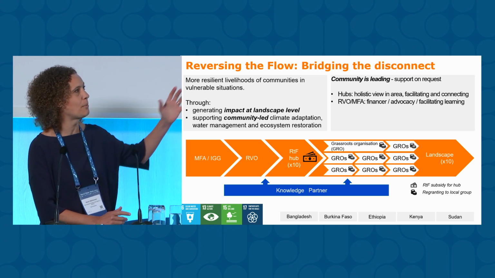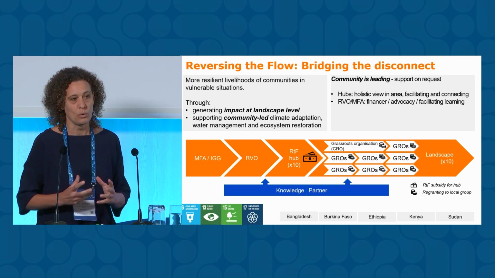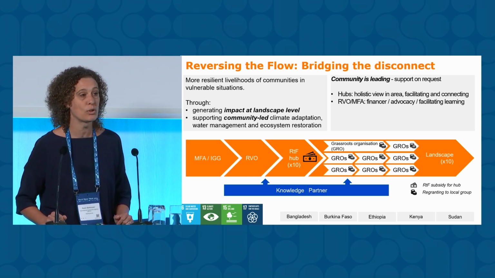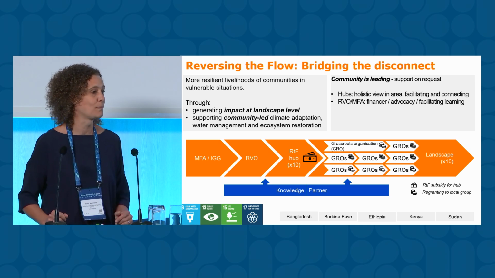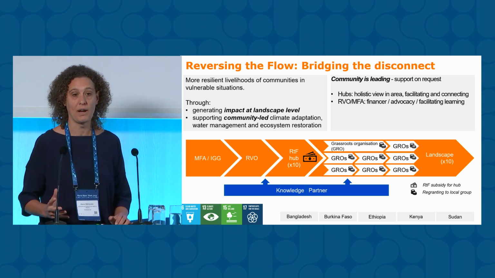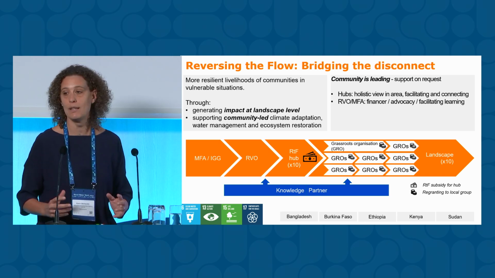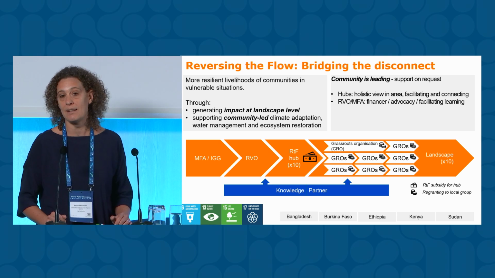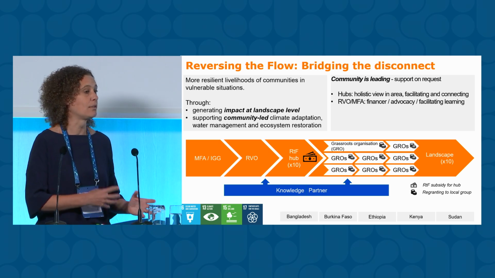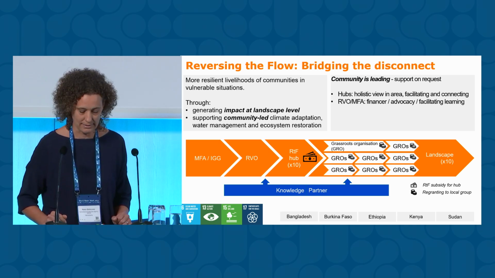So the funding is coming from the Netherlands government. As the Netherlands Enterprise Agency, we manage the program and we provide subsidies to what we have called RTF hubs. Those are our partners. And they are in 10 different landscapes in 5 countries. And they function as a kind of intermediary in those landscapes to facilitate a participatory process with local communities, different local groups, other stakeholders that have their stake in the landscape.